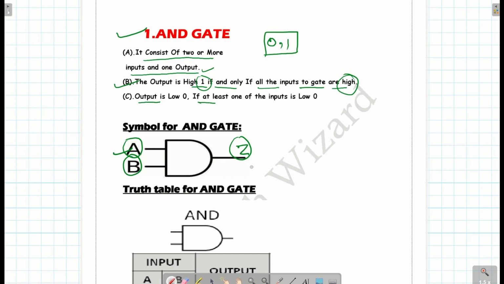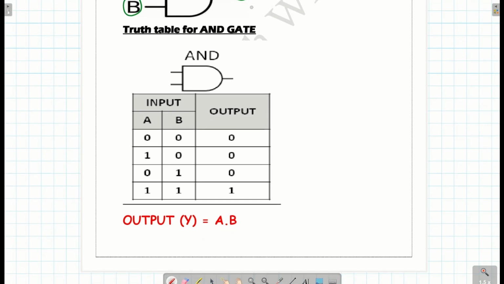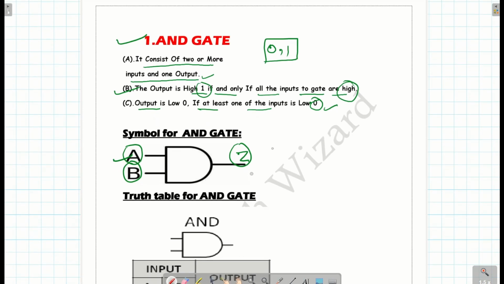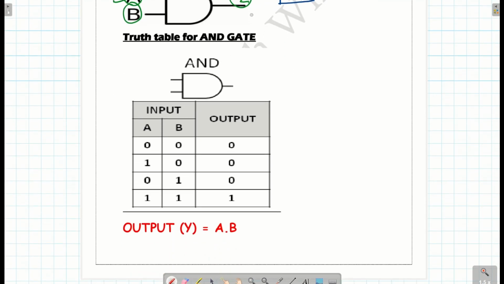Output is low if at least one of the inputs is low, like 0. You can see the reason from here. The simple formula is output is equal to A dot B. In our AND gate, if you give two inputs A and B, then it's multiplied, like Z is equal to A dot B, simply.